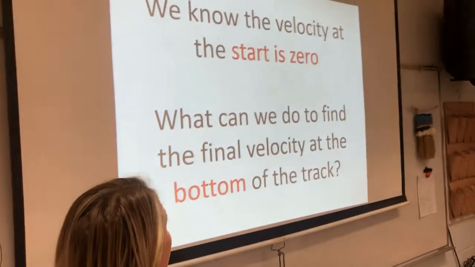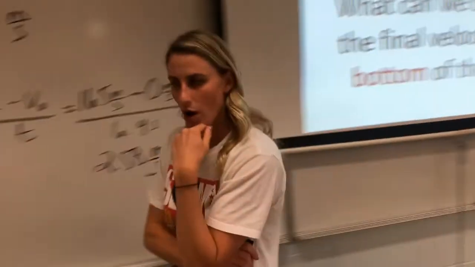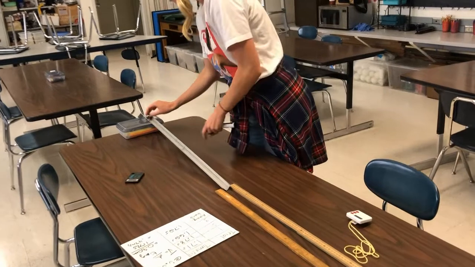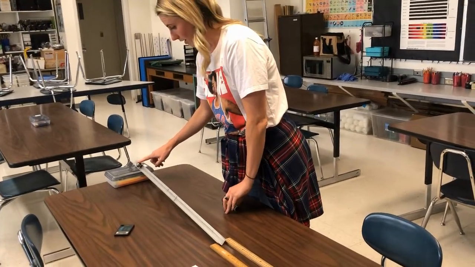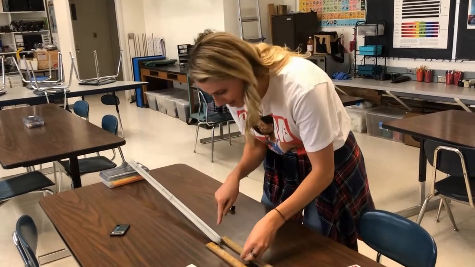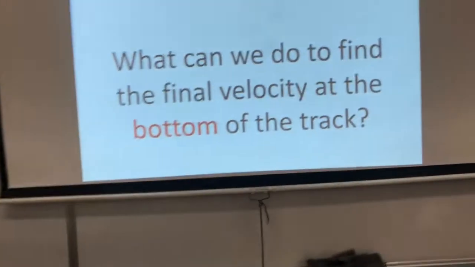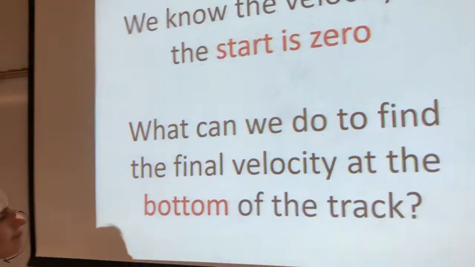What can we do to find the final velocity at the bottom of the track? I know that this initial velocity right here is 0, because I'm holding it and haven't let go yet. And then I let go right now. What is the velocity right at that point? How can we find that without any digital electronic devices?